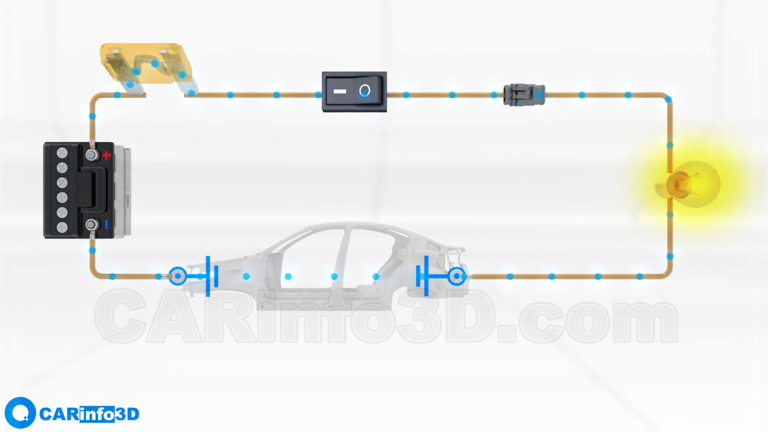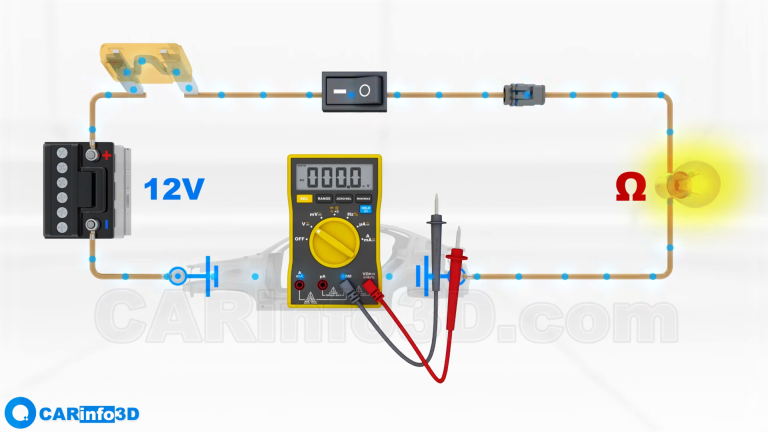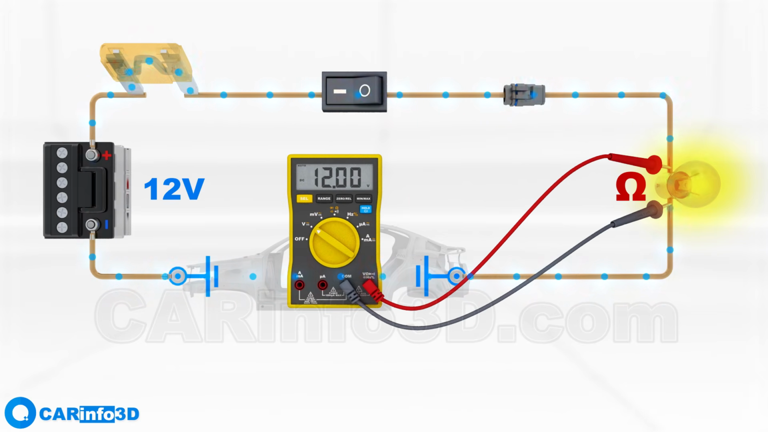Consider a simple circuit powered by a 12-volt source. Let's assume the only resistance in the circuit comes from the bulb, while the rest of the circuit has no resistance at all. In a healthy circuit, the voltage measured across the bulb will be 12 volts, and the bulb will shine at full brightness. In other words, the voltage drop across the bulb is 12 volts.